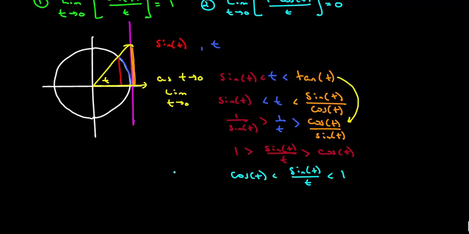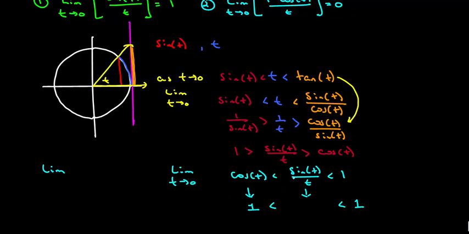Now the limit as t goes to 0 of this guy right here, the cosine at 0, it's a continuous function, so I can evaluate it there. Cosine at 0 is 1. This guy over here, the limit as t goes to 0 of 1 is just 1 because that's a constant, which means that the limit of this guy is trapped between those two.